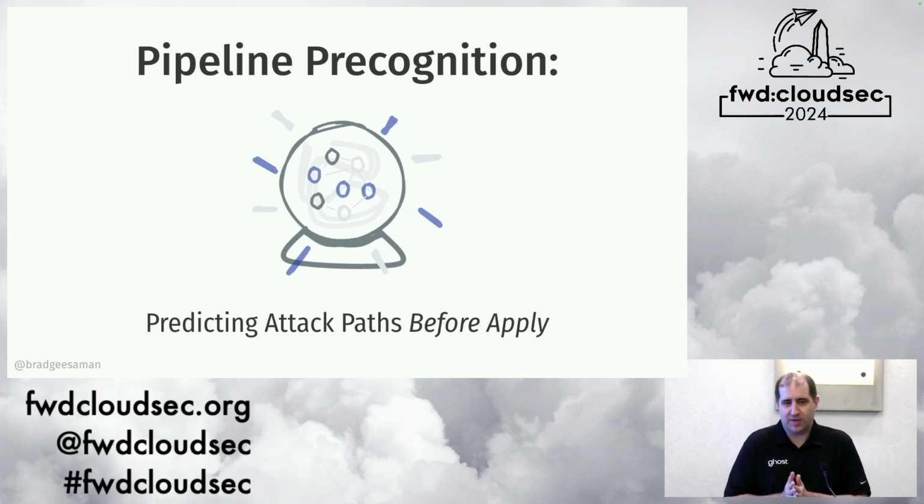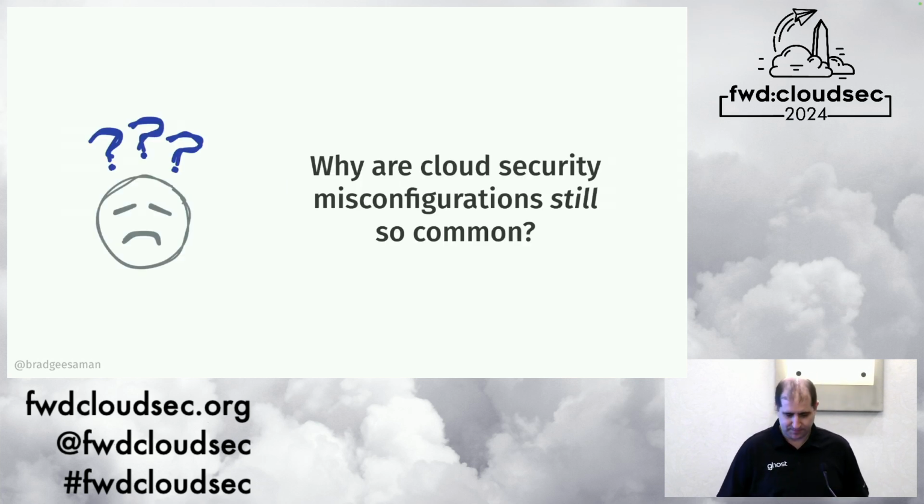And today I'd like to talk about pipeline precognition, predicting attack paths before apply. And it stands to reason I would mess up with the alliteration on that title. I constantly ask myself why misconfigurations are still so common. I think about it all the time, and I struggle with it personally in my own organization.